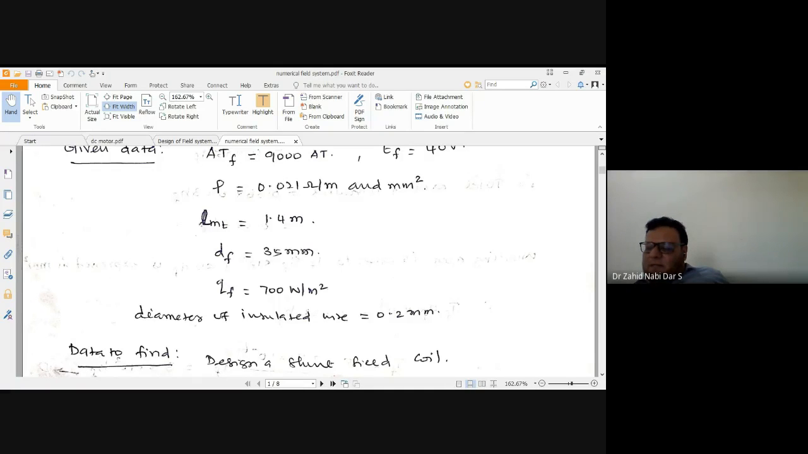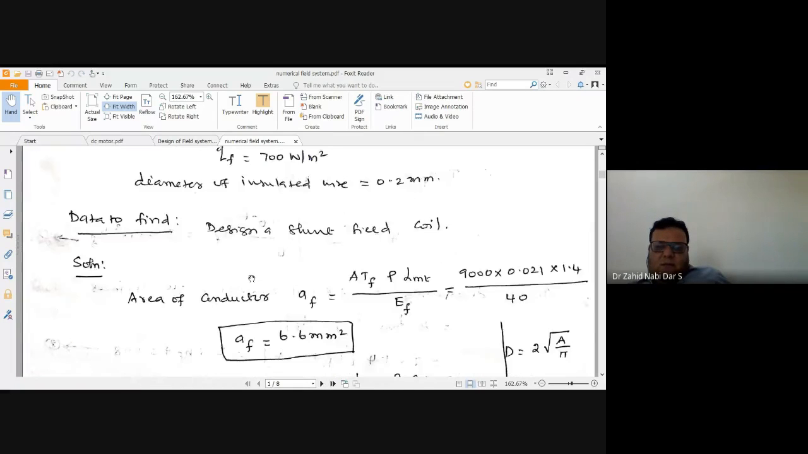In other words, delta F is equal to IF by AF, so AF would be equal to IF by delta F. Those values you have to substitute. Once you substitute those values, you will get AF equal to this expression. See what he has done.